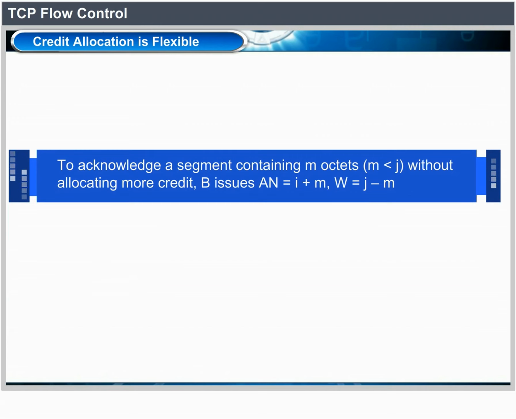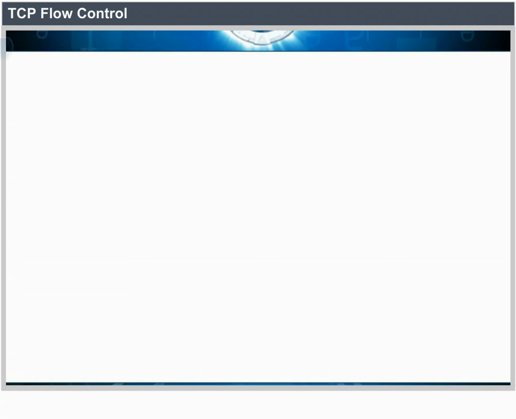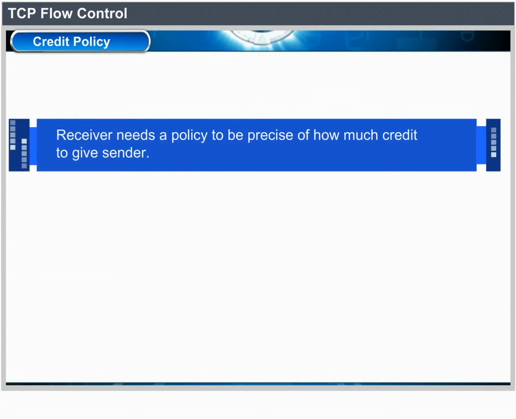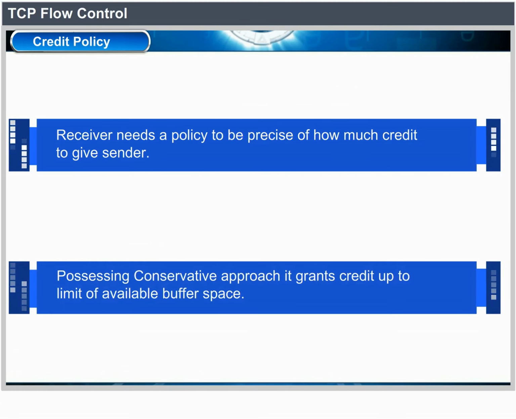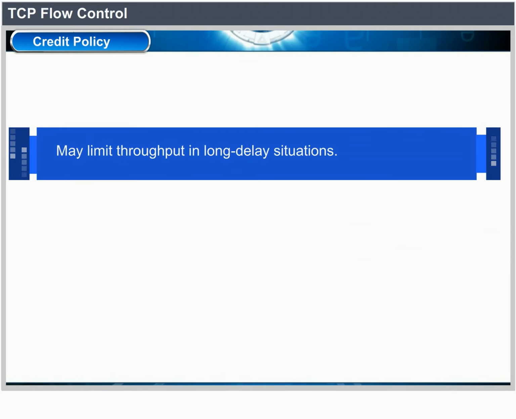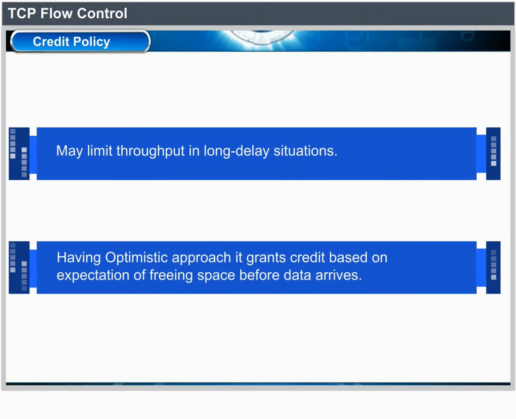Credit policy. The receiver needs a policy for how much credit to give the sender. Conservative approach: grant credit up to the limit of available buffer space. This may limit throughput in long delay situations. Optimistic approach: grant credit based on the expectation of freeing space before data arrives. Complicating factors.